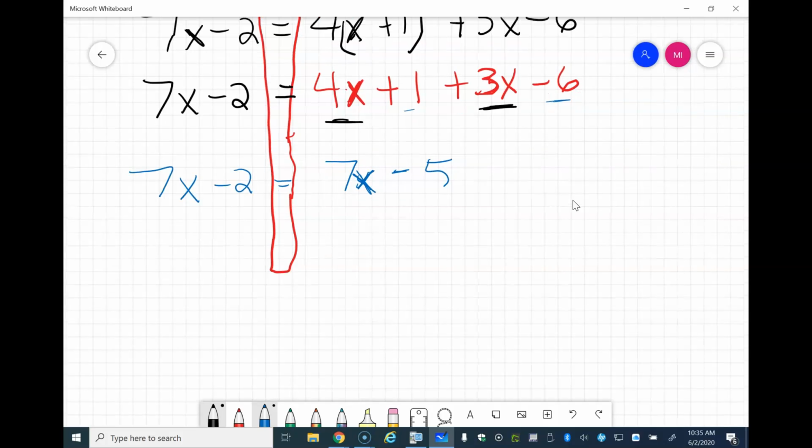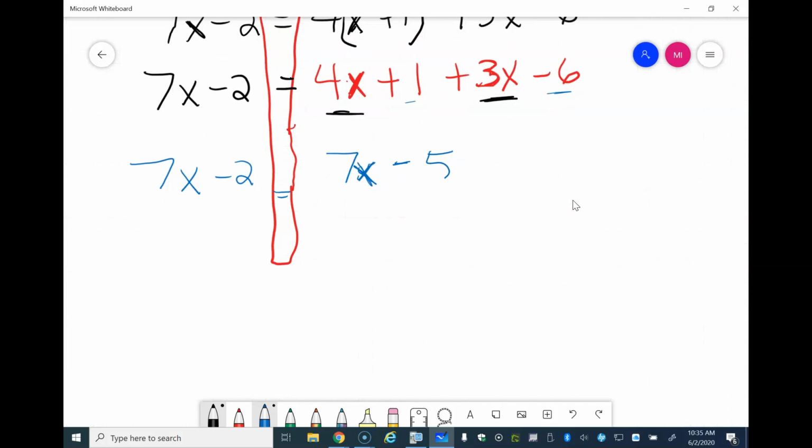So now I'm ready to get the x's by itself. So minus 7x here, minus 7x here. Notice this problem here. 7x minus 7x, they cancel, and 7x minus that, they cancel. So we have both sides that actually cancel each other out.